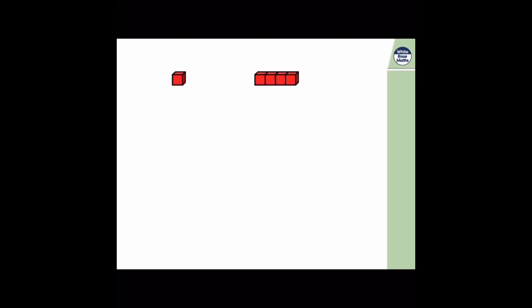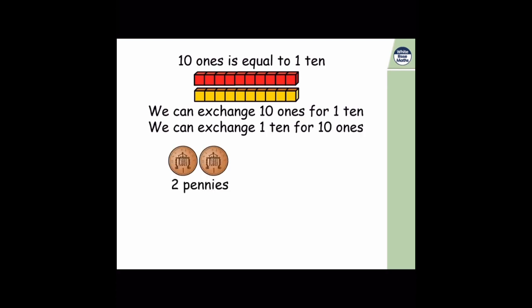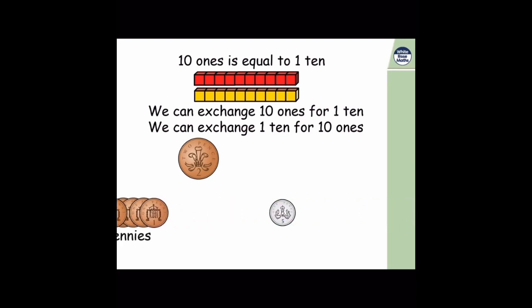We know that 10 ones can be exchanged for a 10. In the same way, we know that a 10 can also be exchanged for 10 ones. When we look at coins, we know that we can exchange some coins for other coins. So if you look at these 2 pennies, these can be exchanged for a 2 pence coin. Here are 5 pennies. We can exchange these 5 pennies for one 5 pence piece.